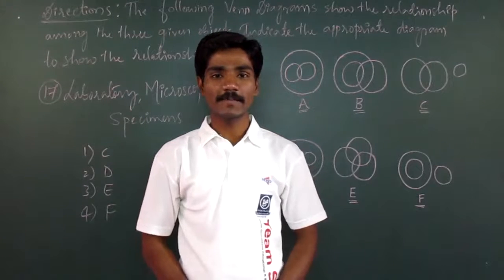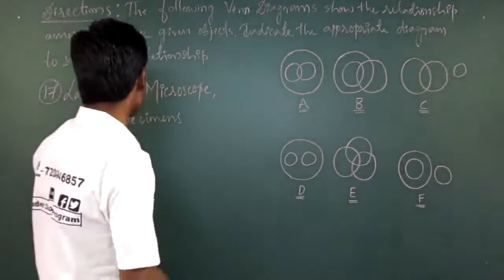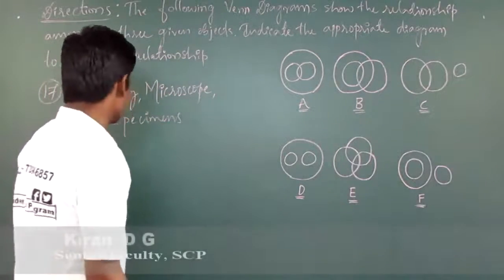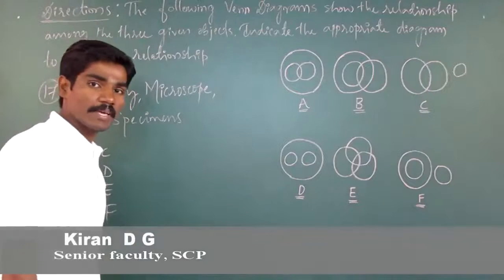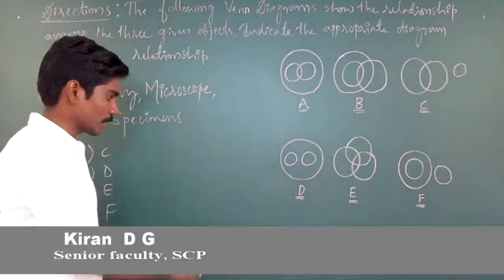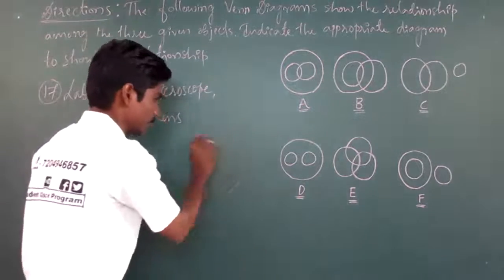Well friends, here is the next problem. The given problem is laboratory, microscope and specimens. See friends, laboratory is a name given to the room where usually the practicals are performed. So I will represent it by a circle.